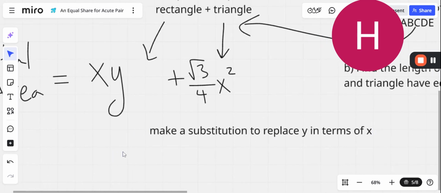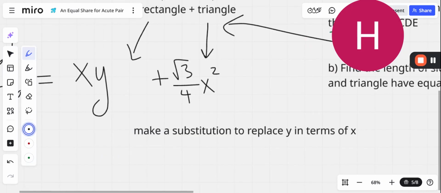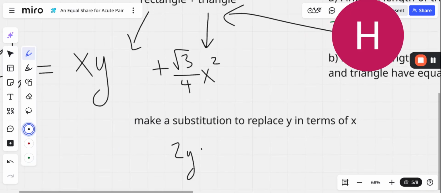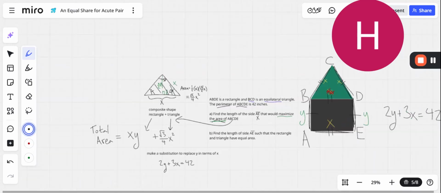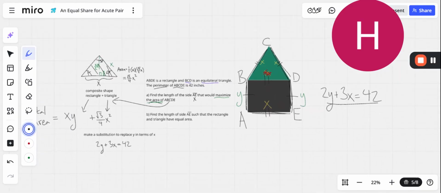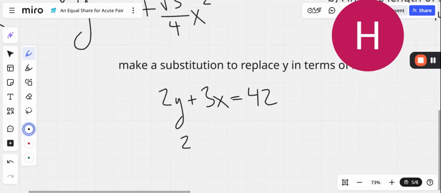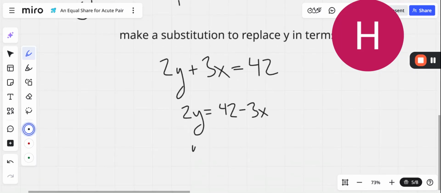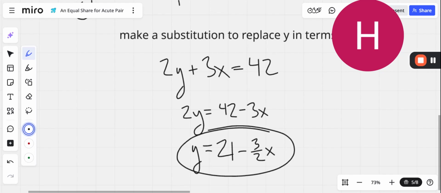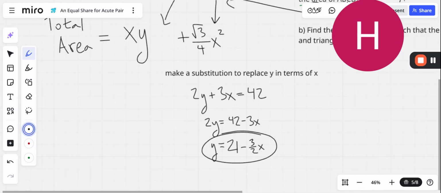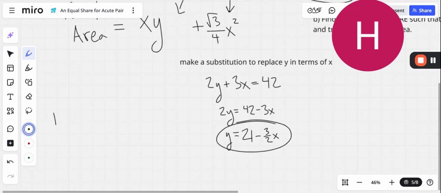How are we going to replace y? Well, we need to use our constraint. Remember that 2y plus 3x equals 42, and the total perimeter is fixed at 42. Therefore, we know that 2y equals 42 minus 3x, and therefore y equals 21 minus 3/2 x. This is the substitution that we need to use so that we can put our total area equation all in terms of just x.